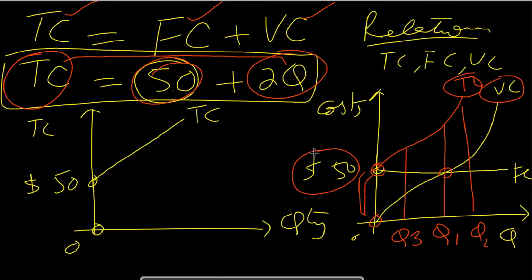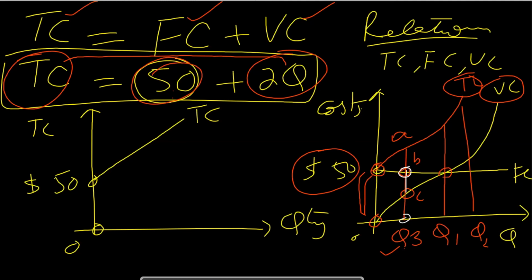But if output is Q3, then what will be the fixed cost? Again, we can label this point as A, this as B, and this as C. So the examiner may ask you to find the fixed cost if output is Q3. The examiner may use these variables to ask a question.